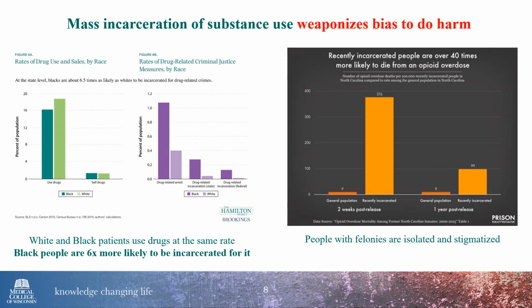We also know that the criminal justice system doles out its punishment in a biased and unjust manner. So if you look at the discrepancy between white and black patients in the US, it's particularly glaring. We know that white people actually use slightly more drugs than black people in the United States. They sell drugs at similar rates. But black people are 6 times more likely to be incarcerated for substance use.